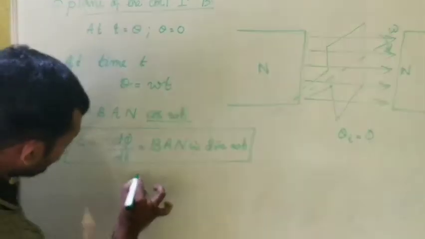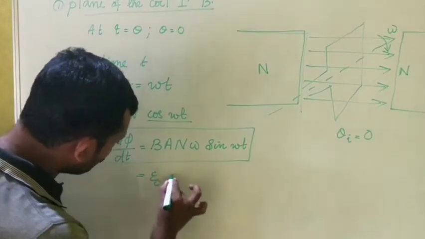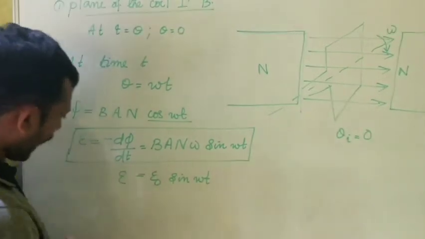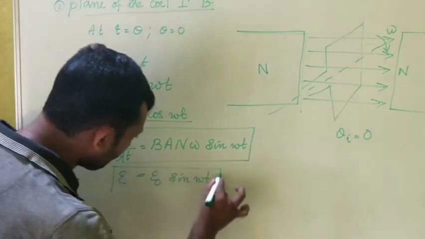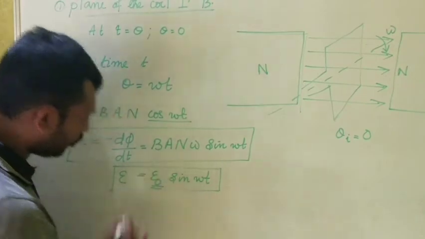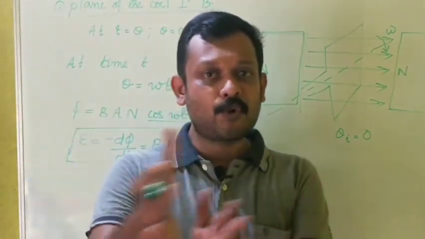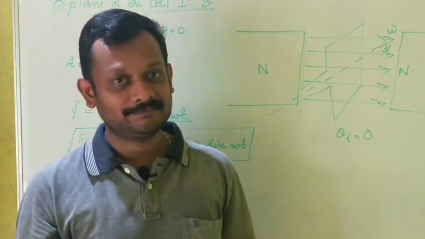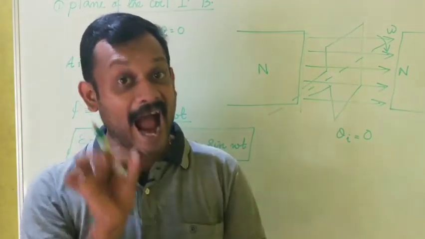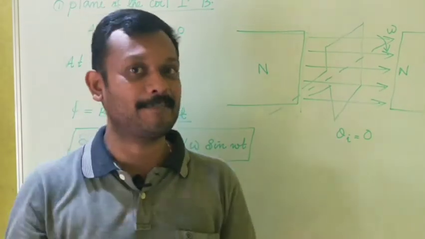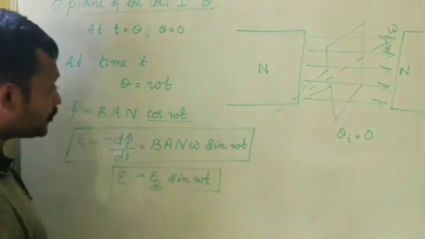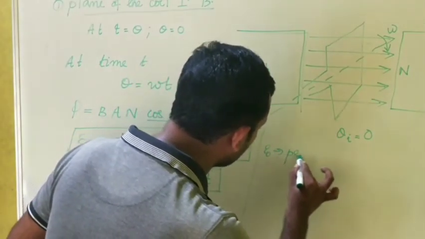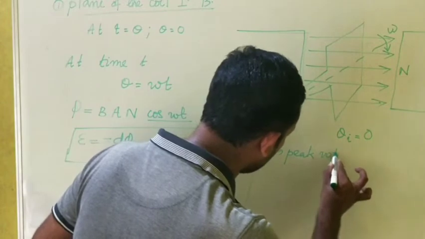Now this may be written as epsilon 0 sin omega t. Now what is epsilon 0? This equation resembles the equation of SHM, like x is equal to a sin omega t, where a is called the displacement amplitude. Here, what will epsilon 0 be called? The term epsilon 0 is called the peak value of EMF.